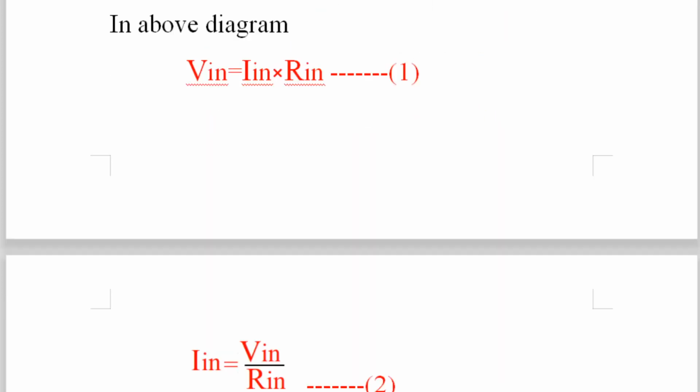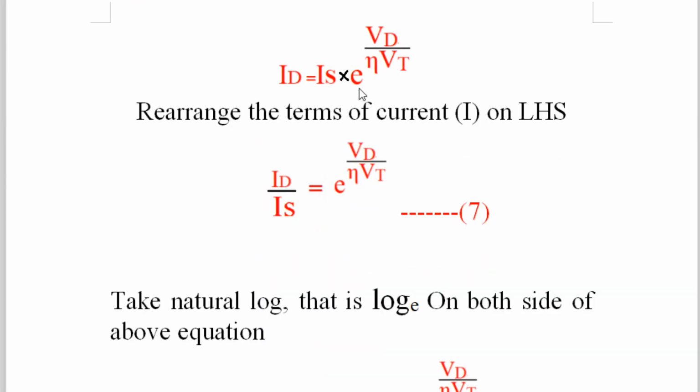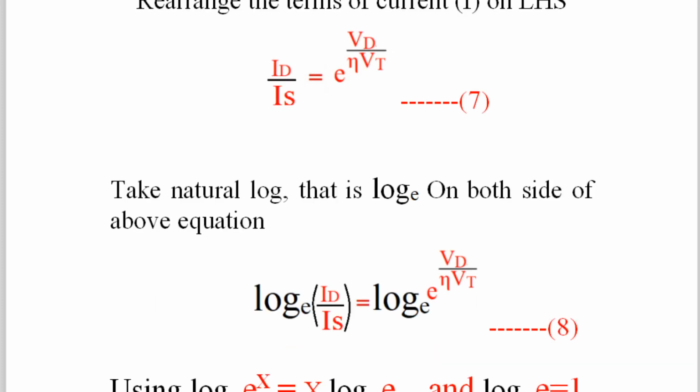But ID means diode current flowing through the diode, which has an exponential component, so ID is equal to IS into e raised to VD divided by eta into VT. So what we'll do here, all current we will take on the left hand side. Rearranging the terms, current on the left hand side, ID divided by IS, equal to e raised to VD divided by eta into VT. This is equation 7. So don't forget that we want to prove that the output is log of V in.